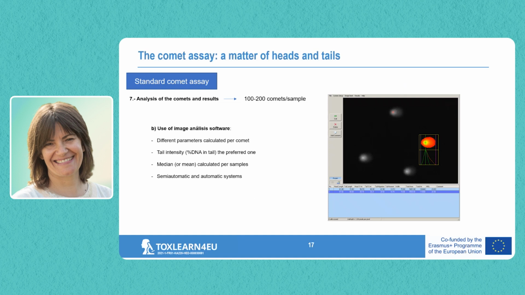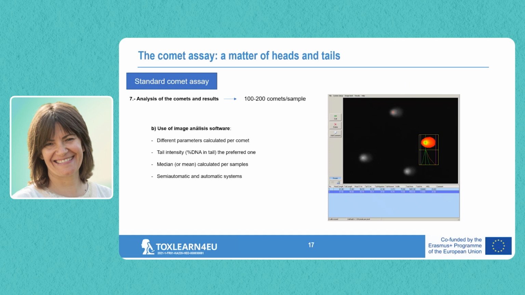Use of image analysis software. In this case, the software is going to calculate different parameters per comet. Here you can see it calculates the head length, the tail length, the head intensity, the tail intensity, tail migration, and tail moment. I'm not going to go into a lot of detail, but the most used one is the tail intensity, which is the percentage of the DNA that is in the tail.